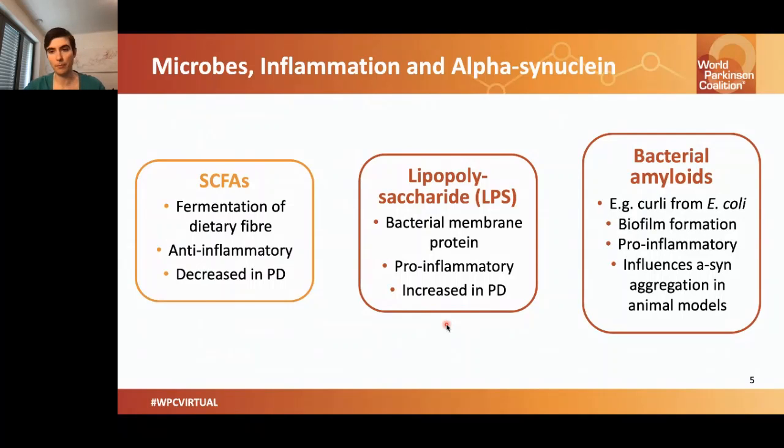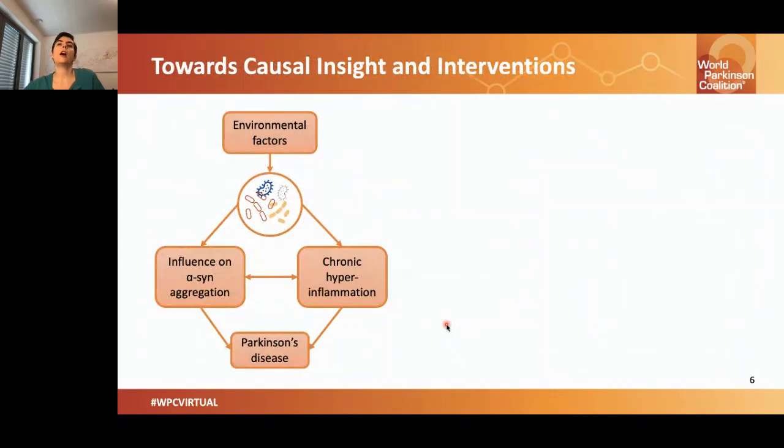To summarize, our gut microbes, which are shaped by environmental factors, could be linked to the development of Parkinson's through an influence on alpha-synuclein aggregation, for example, via bacterial amyloids, or through inflammation related to increased pro-inflammatory molecules or decreased anti-inflammatory molecules. Both hypotheses are plausible and have some support, but neither has been definitively established. They're also not mutually exclusive, since inflammation itself influences alpha-synuclein aggregation, and bacterial amyloids are also pro-inflammatory.